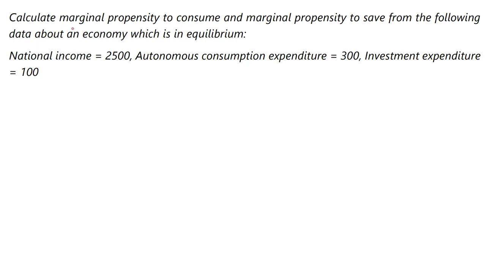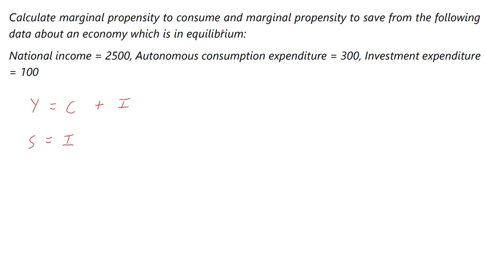Calculate the marginal propensity to consume and marginal propensity to save from the following data about an economy which is in equilibrium. Now, you need to keep in mind if an economy is in equilibrium, then income is equal to consumption plus investment in the case of a two-sector model. From the information that we've been given here, it seems to be a two-sector model. Anything else that we need to think about? We also know that savings is equal to investment.